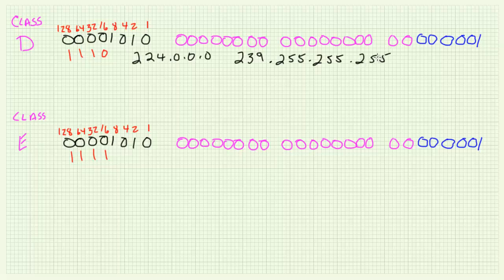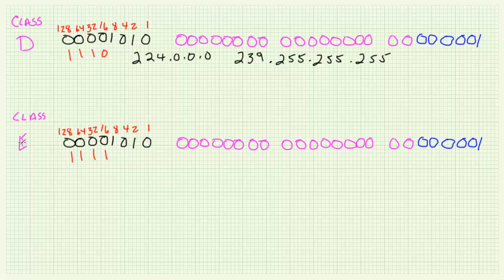255. Remember, these are 255s because if we were to add the bit weight values up for all of these, if we took 128 plus 64 plus 32 plus 16 plus 8 plus 4 plus 2 plus 1 and added that up, that would be 255 if we set all of the bits in any of these octets to 1. So the first Class D is going to be 224.0.0.0, and the last one will be 239.255.255.255.